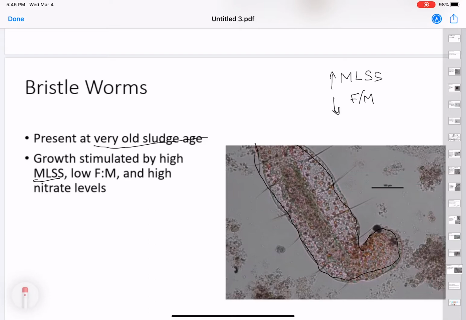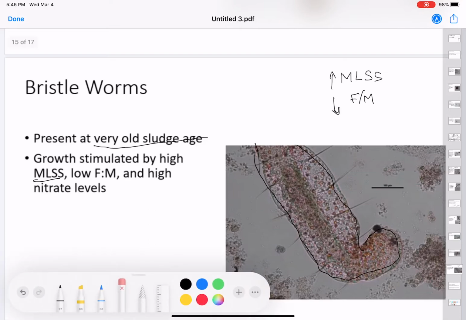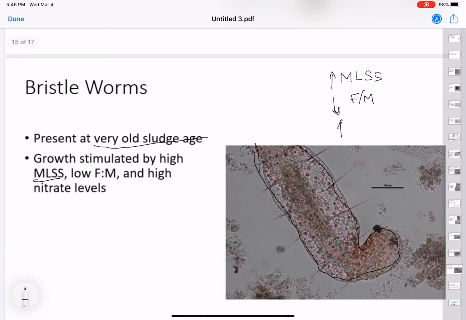So this will show if there are high nitrate levels. So if someone saw a bristle worm like this, you could see that it's either increased mixed liquor suspended solids, reduction of food over microorganism ratio, and high nitrate levels. So you can see the bristle worms.